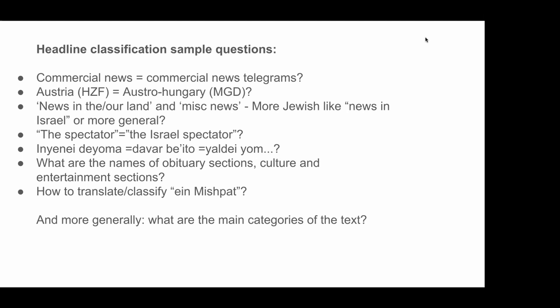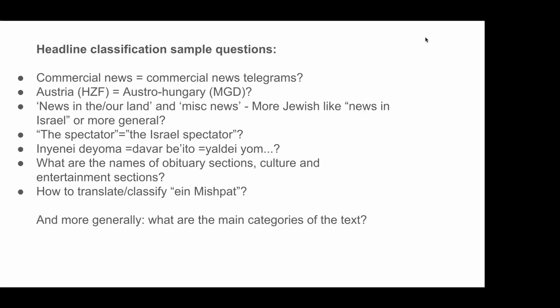News in Israel doesn't mean today's news in the land of Israel, in the country of Israel, but Jewish news, news of the people of Israel. So it's not a geographic category; it's a thematic category. Then there's the question of news in the land or news in our land, which means Poland basically, or Russia. It depends on when and where the newspaper was published.